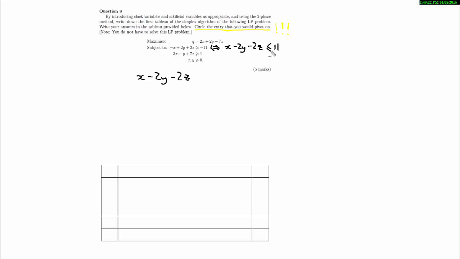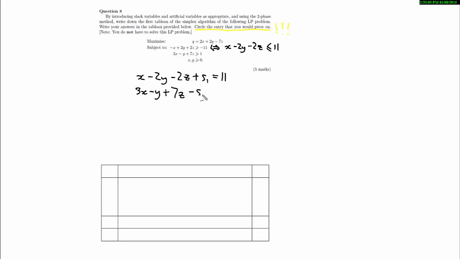Now note, because it's less than or equals to rather than greater than or equal to, we don't need an artificial variable here. So let's just introduce our first slack variable, which we'll call S1, and then make it equals 11. Okay, so now for our second constraint, we have 3x minus y plus 7z, and because we have a greater than or equal to sign, we'll need our second slack variable, and we'll also need an artificial variable as well.